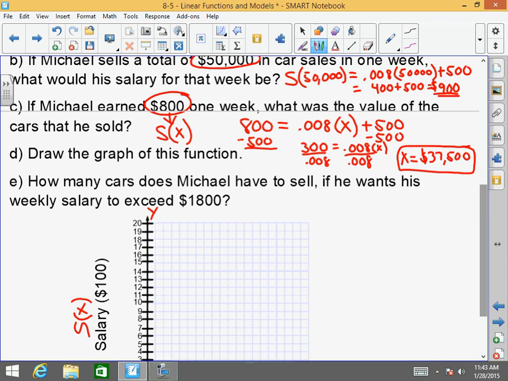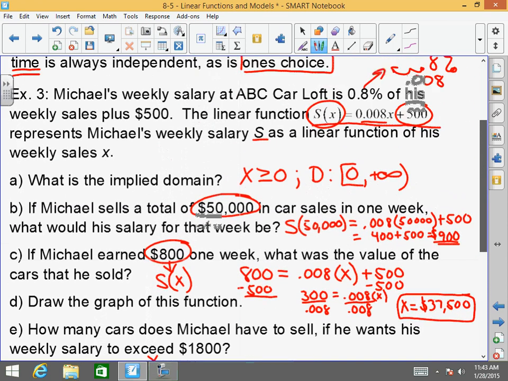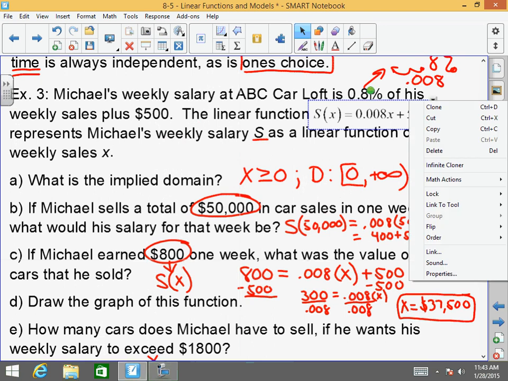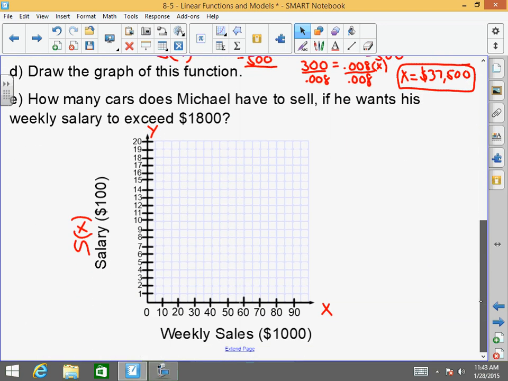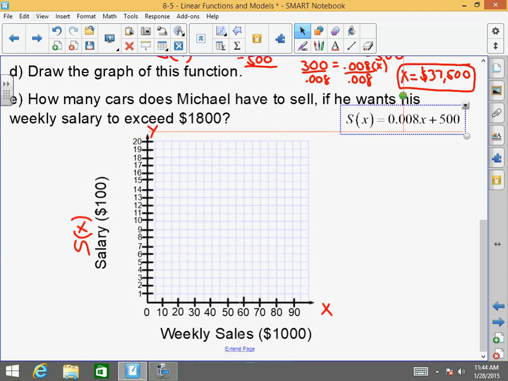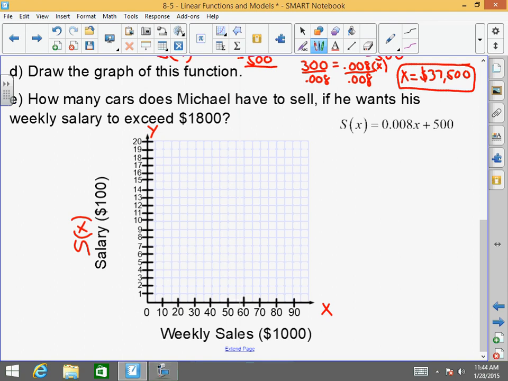First of all, right off the bat, you can always graph the y-intercept. Please remember, let me just bring it up here again, and let me copy it so we can see what we're working with here. We are working with S of x equals 0.008x plus 500. So I know right off the bat that when x is 0, my y-intercept is 500. So I'm going to start right here at 500.